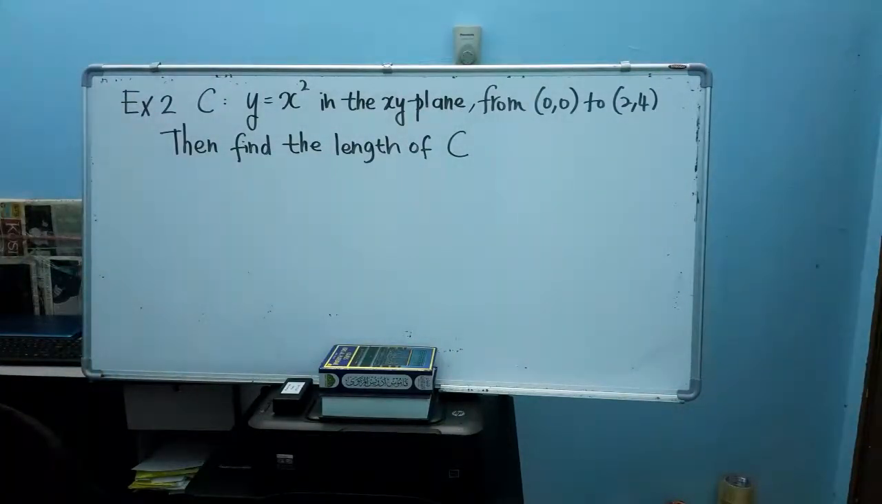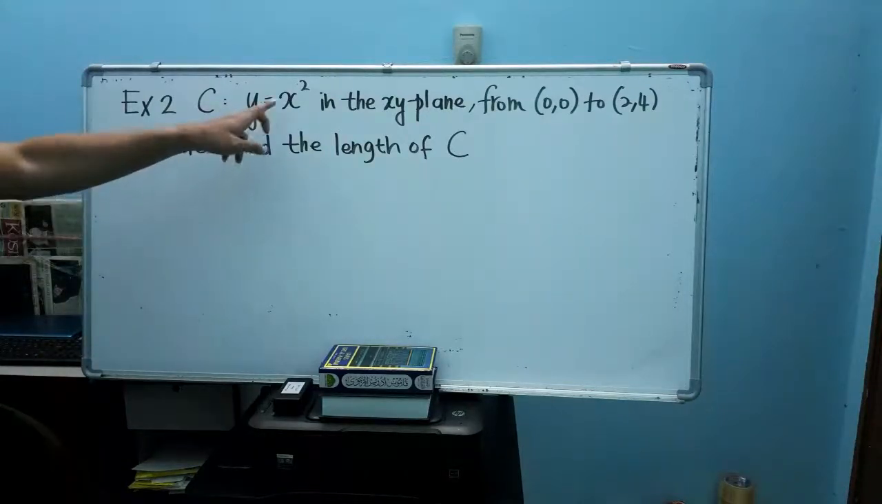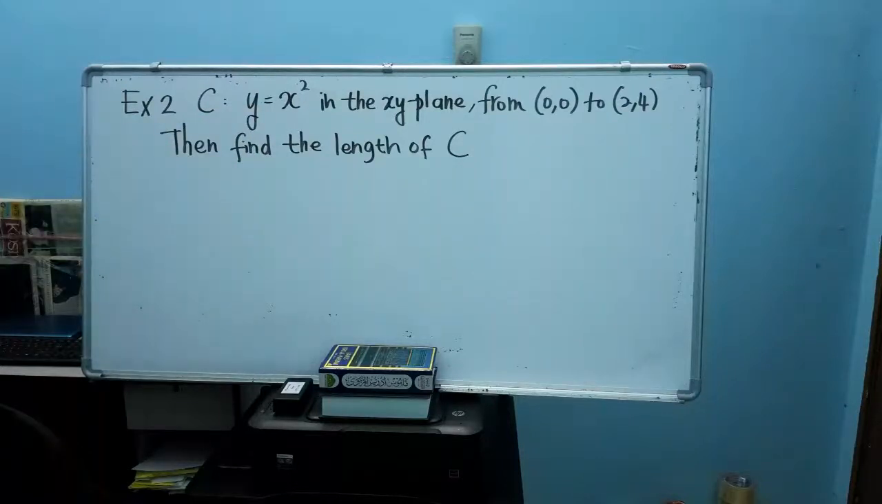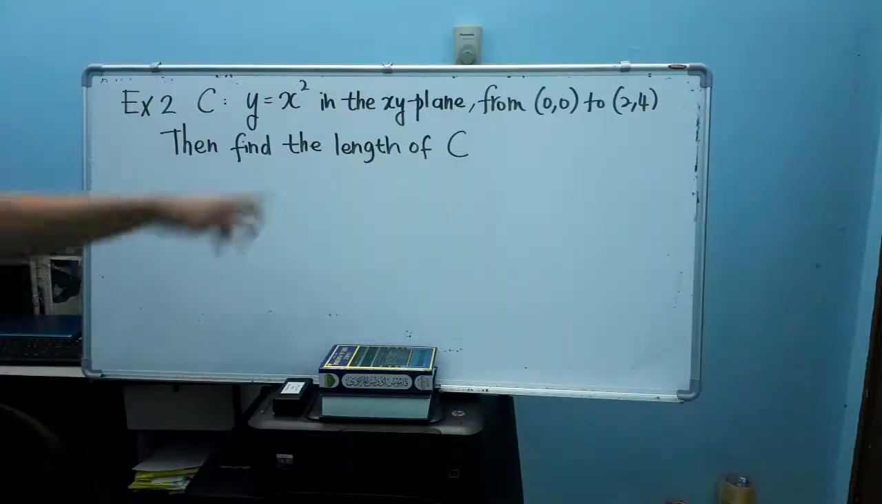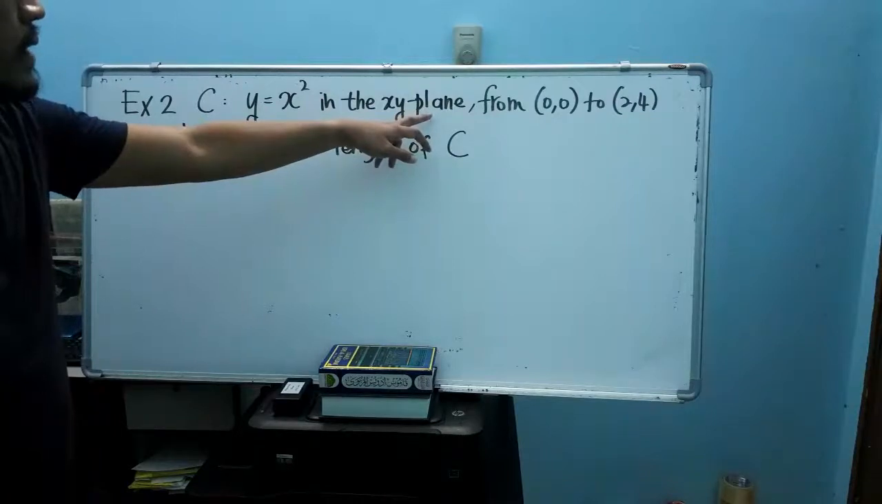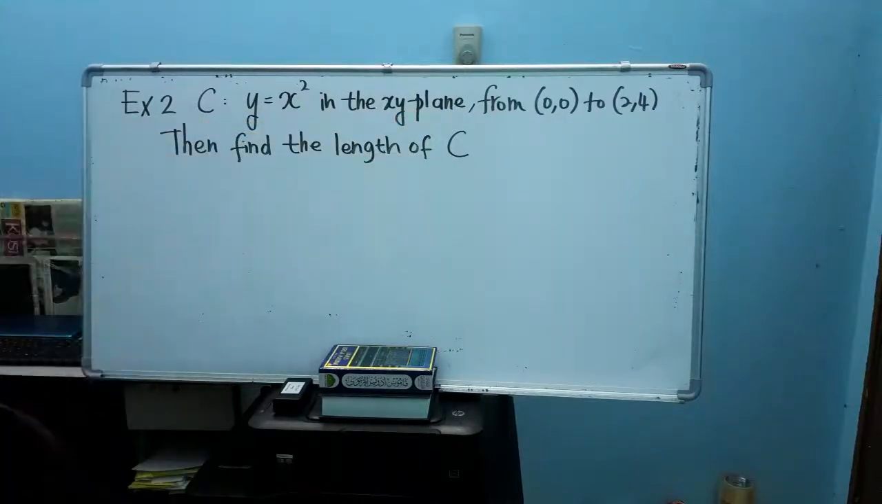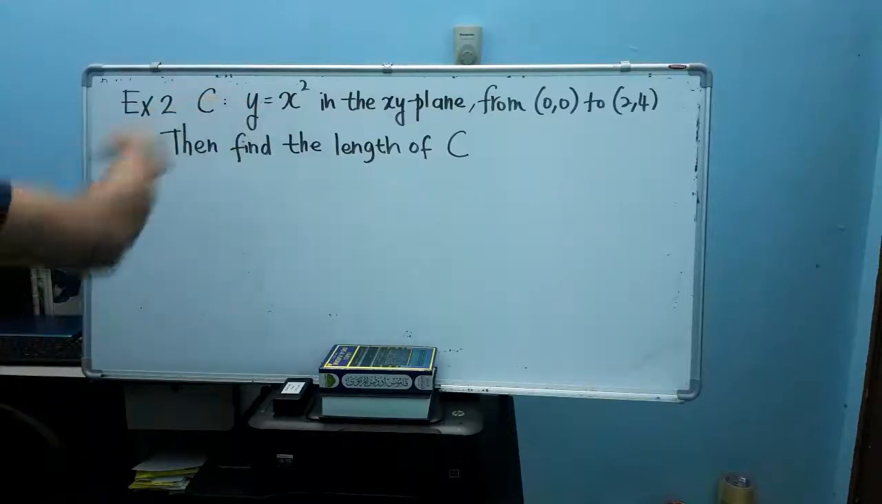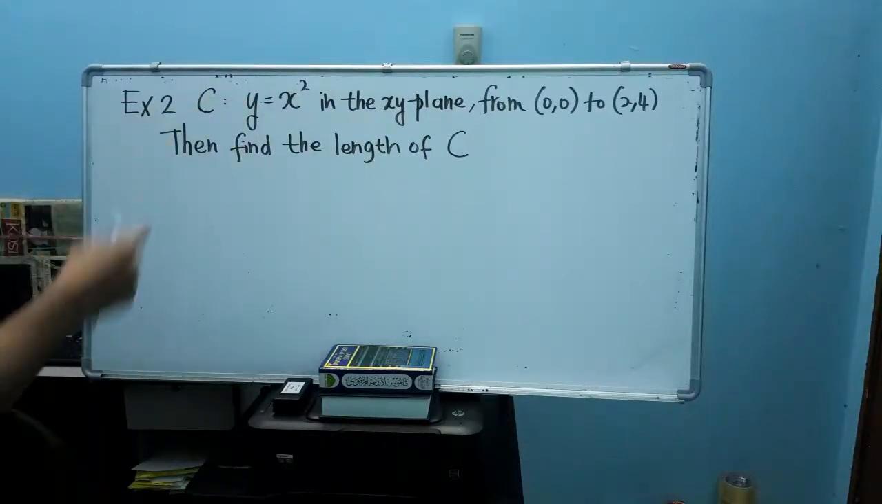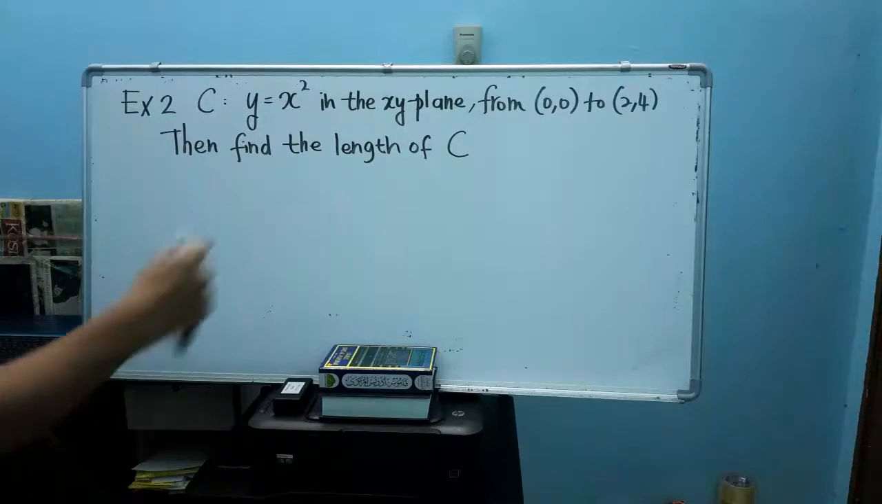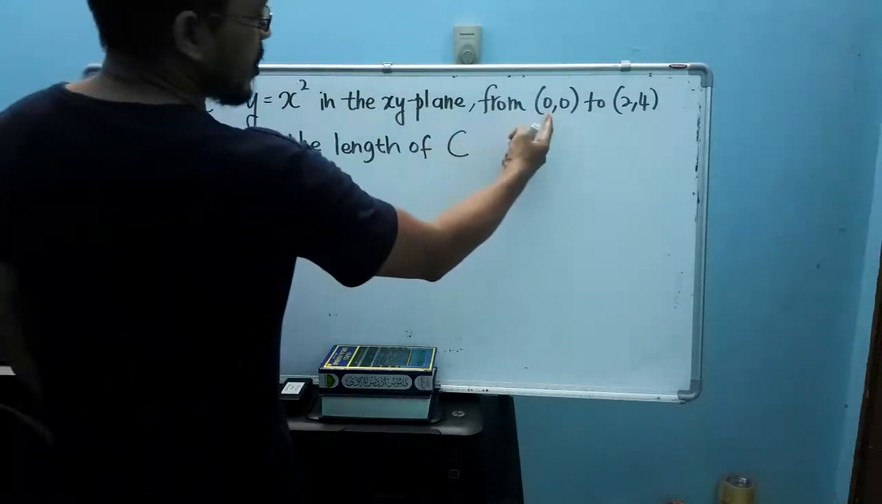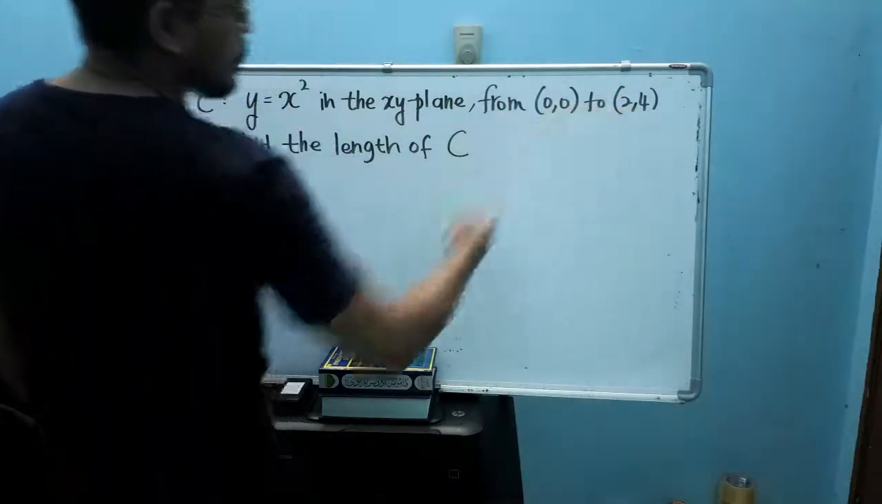So now example number 2. We have C, where y equals x squared in the xy plane. What is the meaning of xy plane? It means your z here is equal to 0. Of course, this y equals x squared, we consider a portion, a portion from point (0, 0) to (2, 4).